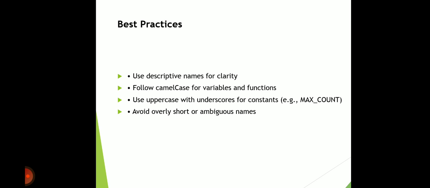What does camel case mean? The first word is lowercase. Each following word starts with an uppercase letter. No spaces or underscores are used. Camel case is a way of writing compound words or phrases where the first word starts with a lowercase letter and each subsequent word starts with an uppercase letter without spaces or underscores. Avoid overly short or ambiguous names.